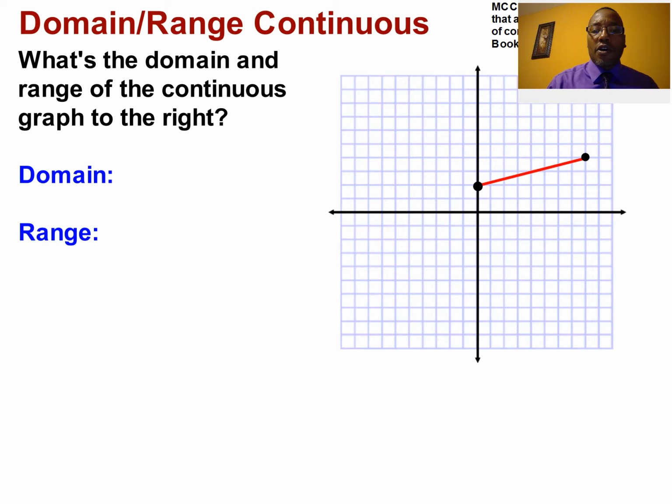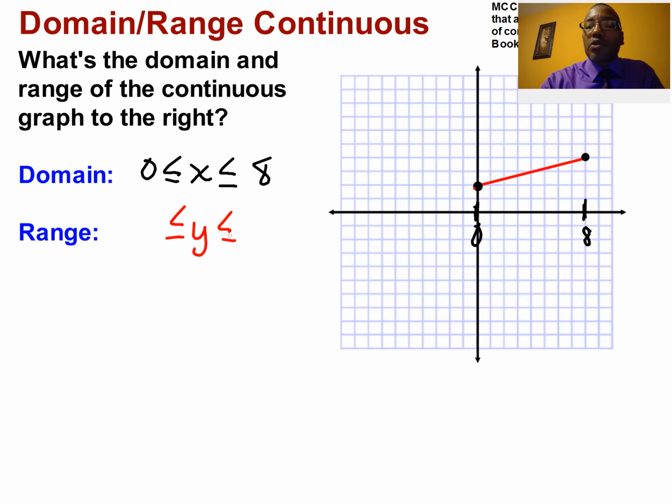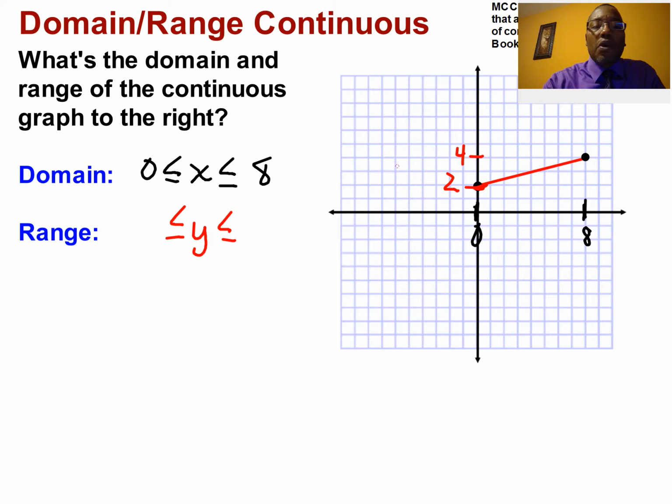My method to solve these is to first notice that there are closed circles at each end. So that means my domain will be less than or equal to x less than or equal to. I just put that. Then I look for the x values and place those in. The range, the same. I notice closed circles, so it's a less than or equal to y less than or equal to. And it goes from 2 up to 4.